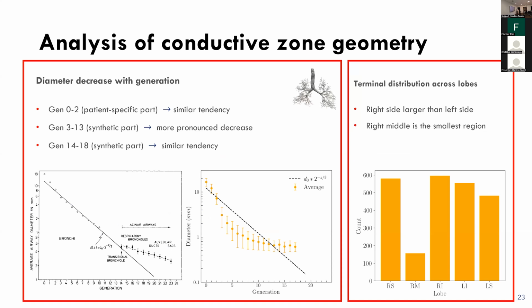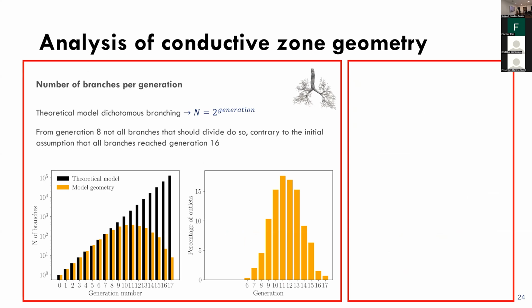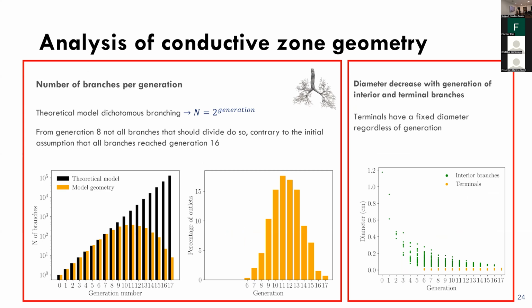And we also extracted this statistic for the distribution across lobes. So we checked that the expected behavior of the dichotomous branches was not followed from generation 8 as we thought at the beginning. And these are our real geometry data or statistics. And as I told you, the terminals have a fixed diameter regardless of generation, which is not the physiological expected behavior.